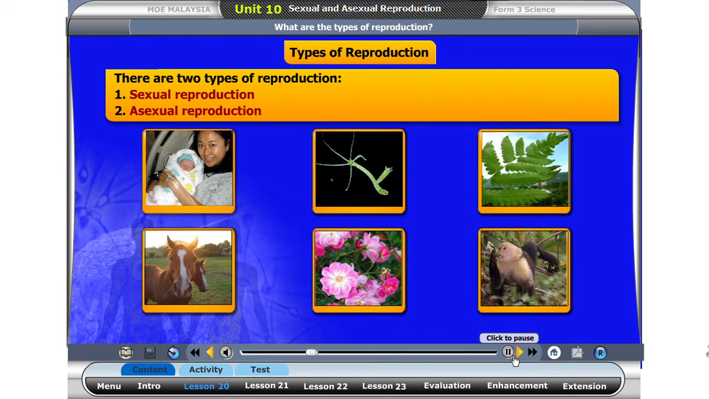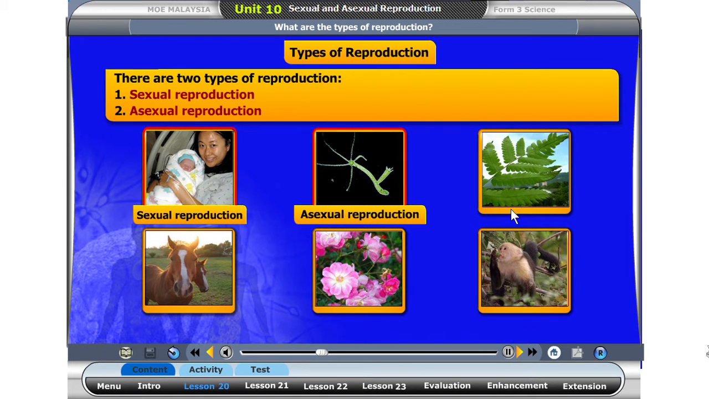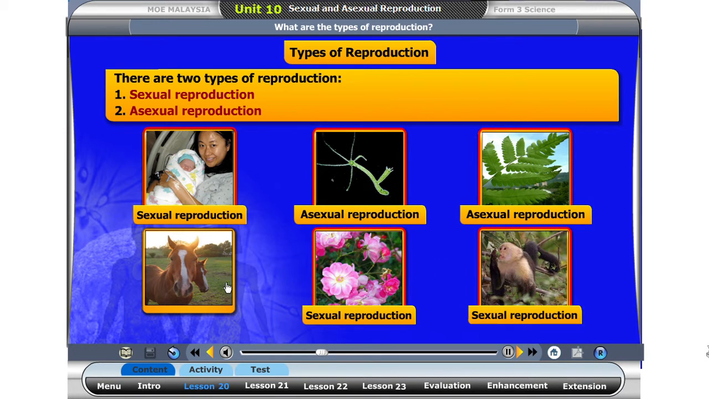Do you know how living things reproduce? Do all living things reproduce the same way? Click on each living thing to find out how they reproduce. There are two types of reproduction: sexual and asexual reproduction. Humans and most animals and plants reproduce sexually. However, there are some animals and plants that reproduce asexually.